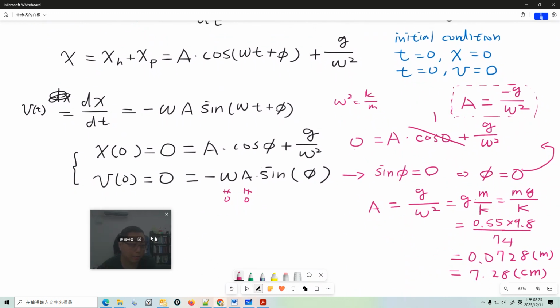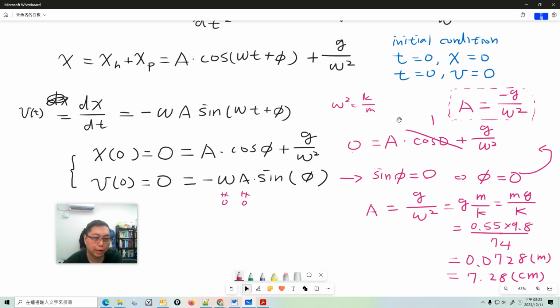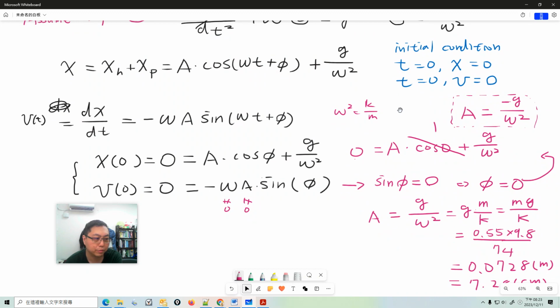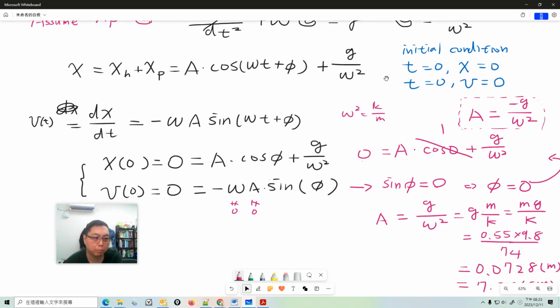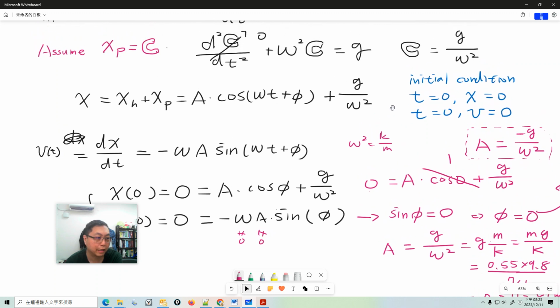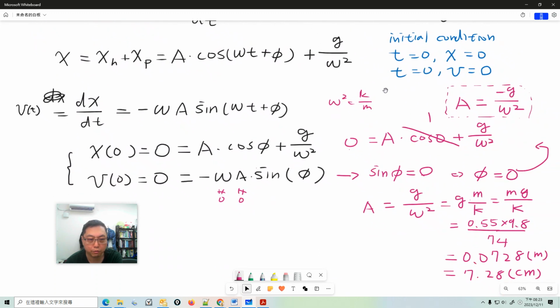Anyway, this problem is right now beyond your capabilities, so I just did some demonstration for this problem. But there won't be a problem solving a differential equation like this in your final exam.